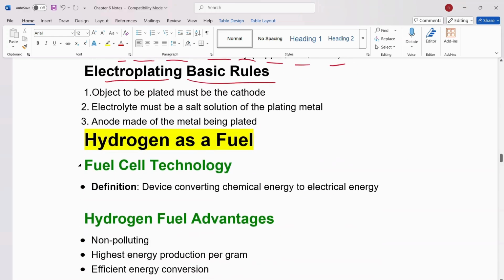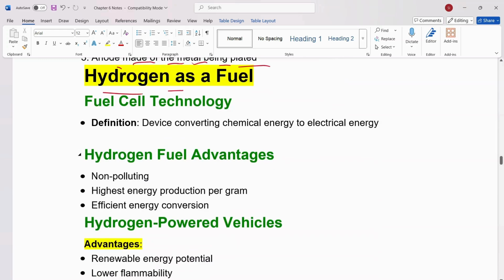Now, the electroplating basic rules are: the object to be plated must be at the cathode. The electrolyte must be a salt solution of the plating metal. Then, the anode is made of the metal being plated. Now, let's talk about hydrogen as a fuel. Fuel cell technology: the definition is a device converting chemical energy to electrical energy.